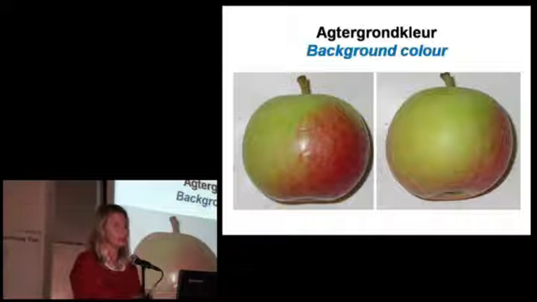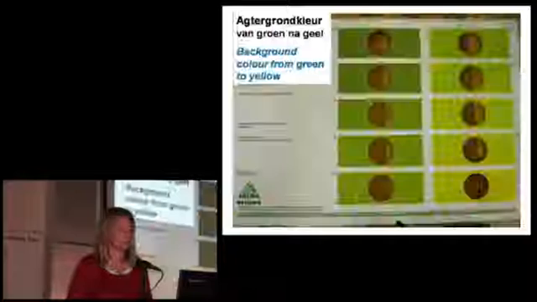The red color is actually on top of the green color, which is formed a little bit later. So we call it the background color. Now, the background color is what tells us whether something is ripe or not in apples. In other cultivars, like, for instance, plums, it's different. Okay, so we call in apples and pears the green color the background color, which changes over time.